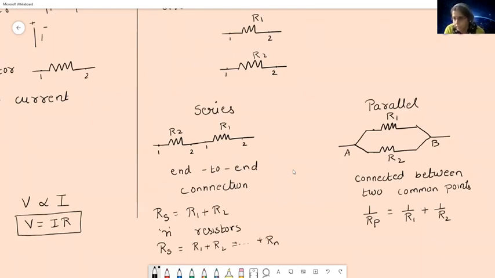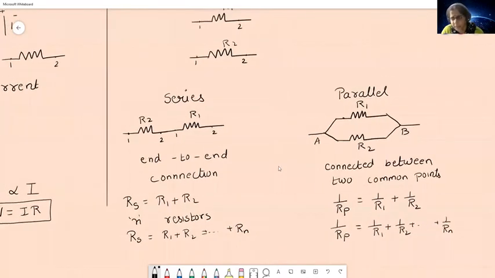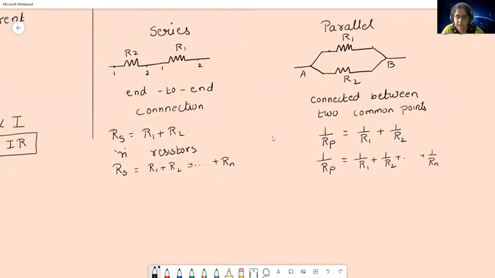Similarly, for parallel connection, you have 1 by Rp equal to 1 by R1 plus 1 by R2, and it will go till the nth resistance. So this is going to be the total resistance in both series and parallel connection. Now, what happens to the quantities I and V in this?